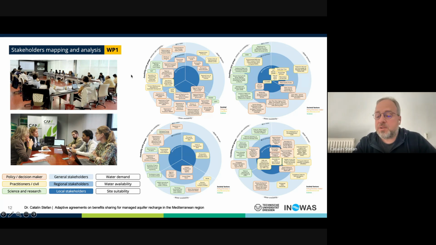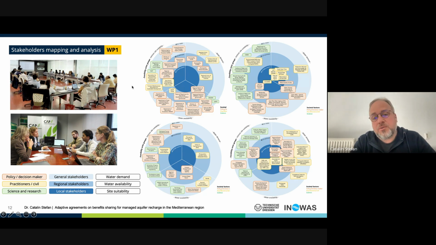Also very important, because MAR sometimes is implemented at the local scale, but the decisions are taken much higher up. So we need to also understand both the horizontal dimension and the vertical dimension, the relationships between the stakeholders. And sometimes it's the same organization that has offices at all the 3 scales.